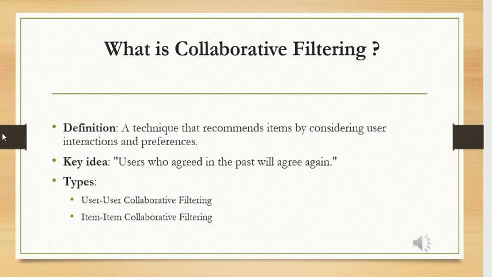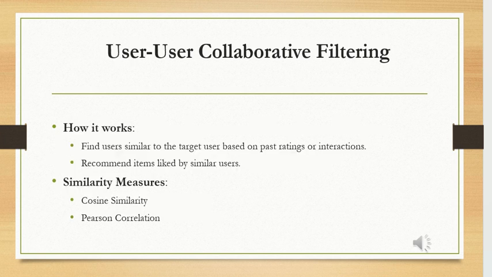The types of collaborative filtering. There are two types: user collaborative filtering and item collaborative filtering. User collaborative filtering is based on user similarities. It works like this: find users similar to the target user based on past ratings or interactions. That means identify users similar to the target by comparing behavior and product ratings, then recommend the items similar users have liked but the target has not seen.